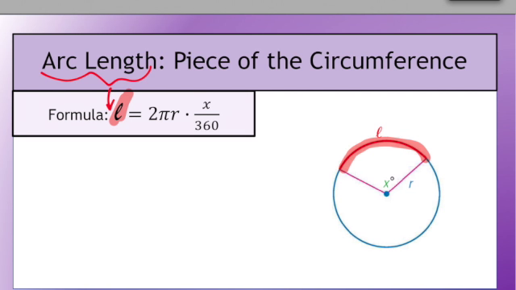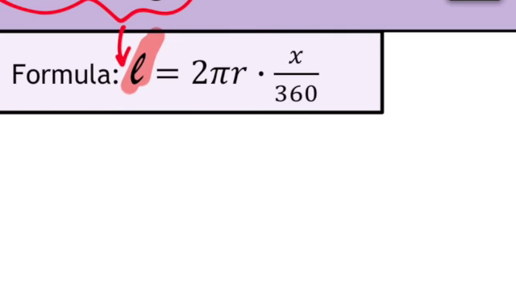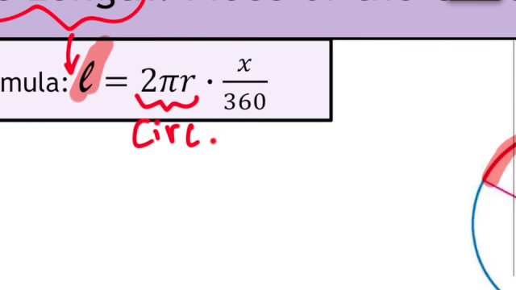And then we know that this is just a formula, 2 pi r. If you notice this piece right here, the 2 pi r is the circumference, right? That's the circumference right there. And then this little piece is the extra piece that we have here. So it says x over 360.